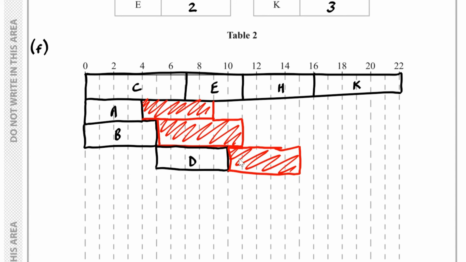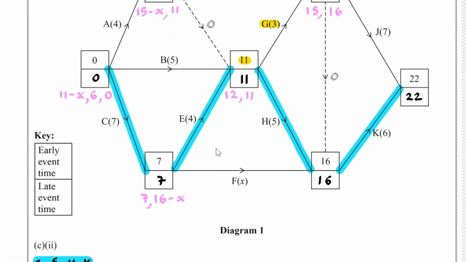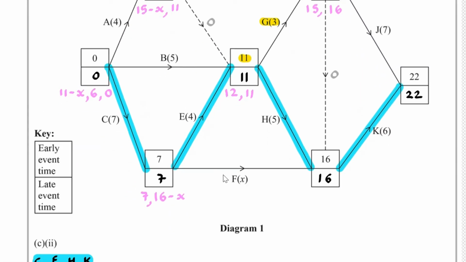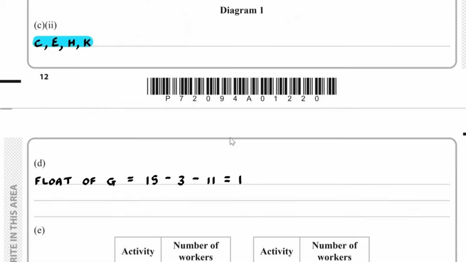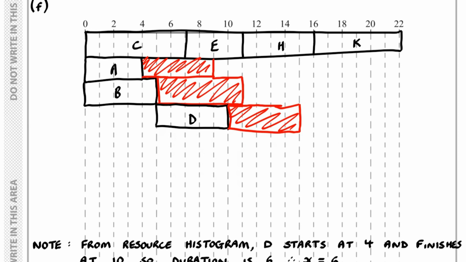So we've done D. Now the next one is critical, so after that is F. F starts at 7, and it's got a weight of 6. So if I show F, F starts at 7, which is over here. It's got a weight of 6, so 1, 2, 3, 4, 5, 6. So that finishes at 13.